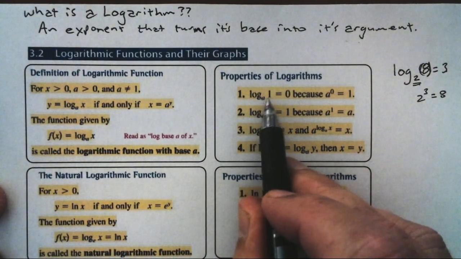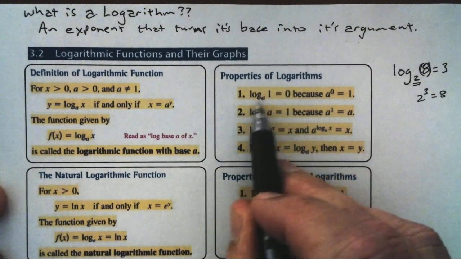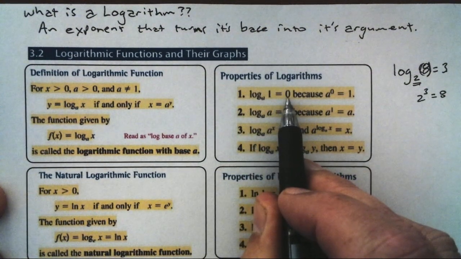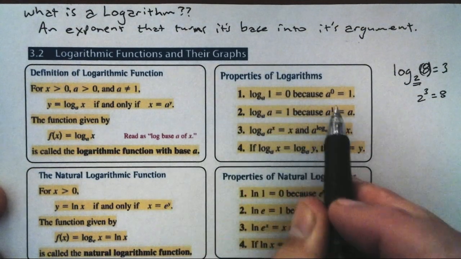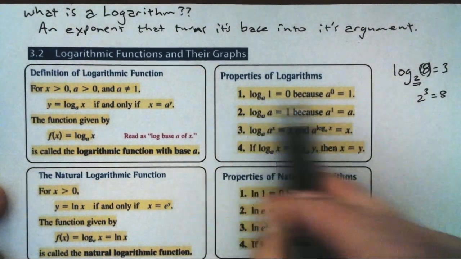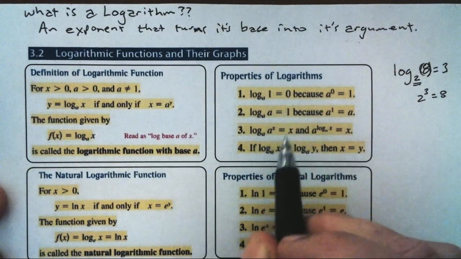Log base A of 1 is 0. So that 0 is the exponent that would turn A into 1. A to the 0 equals 1. These things are synonymous with one another.